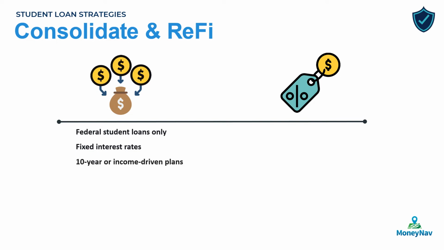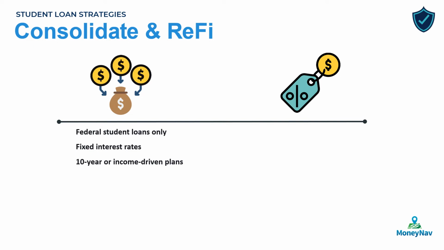You will have two repayment options for the consolidated loan: a standard 10-year repayment plan, or you can apply for an income-driven plan. Income-driven plans can be more affordable, but it can extend the repayment term, typically to 15 or even 20 years. So your payment may be lower, but you'll likely be making payments for a longer period of time.